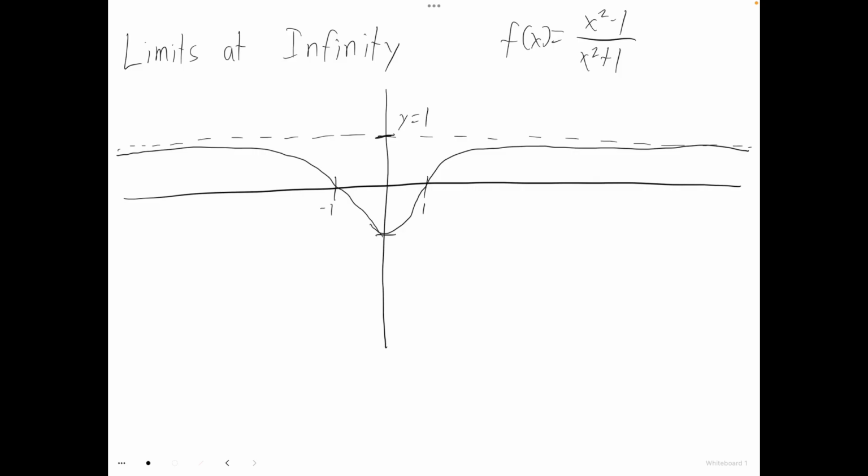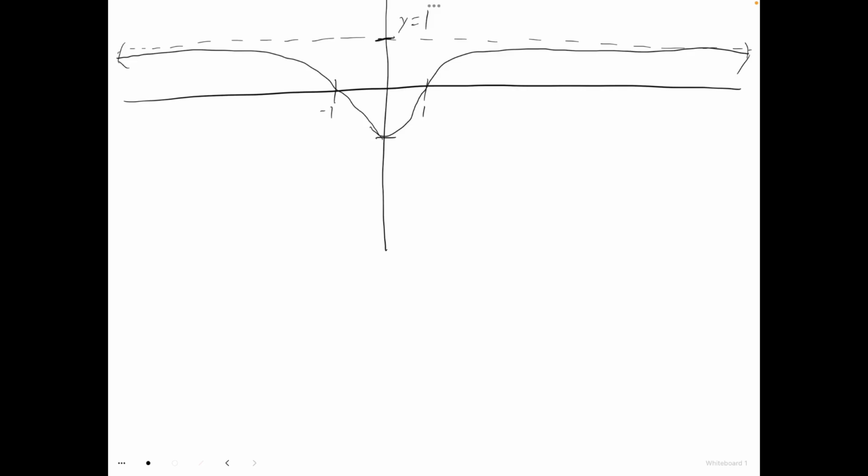And so notice, as the values of x get larger and larger, we're getting closer and closer to this value of 1. But we don't actually reach that value of 1. We just approach it. And so this is the idea behind a limit at infinity, this idea of approaching something as we get really large.